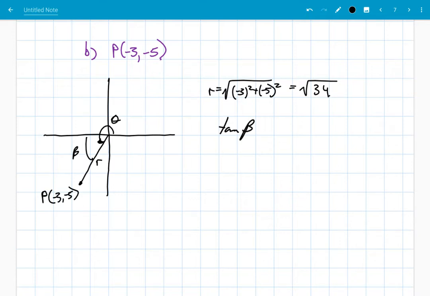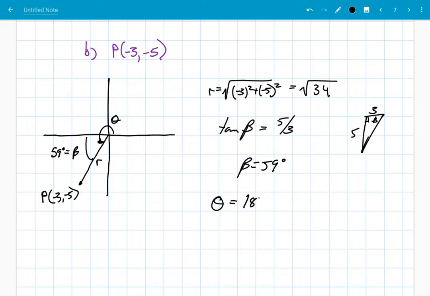Tan beta, and again, I'd be really careful. Beta's here, and it's 5 and 3, so it is 5 over 3. I get a beta of 59 degrees. And this time to get theta, I'm not going to subtract beta from 360. Beta is 59 degrees right there. So I have to do 180 plus 59 degrees, 239 degrees. Okay, and those are the three things I was to get.